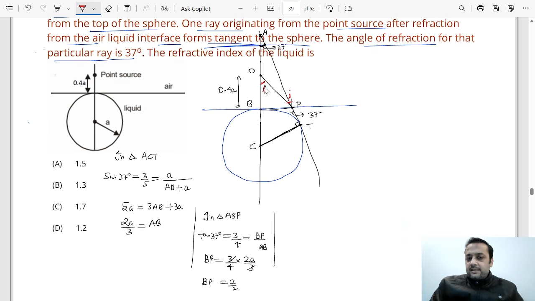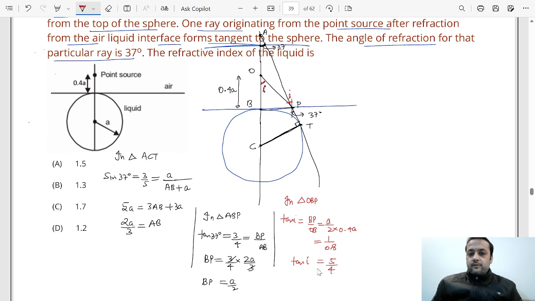Now basically, tan I, if you look in triangle OBP, tan I will be BP upon OB. And BP is how much? BP is a by 2 and OB is 0.4a, so this becomes 0.8, which is 4 by 5, so tan I is 5 by 4. This is the value of tan I, 5 by 4.